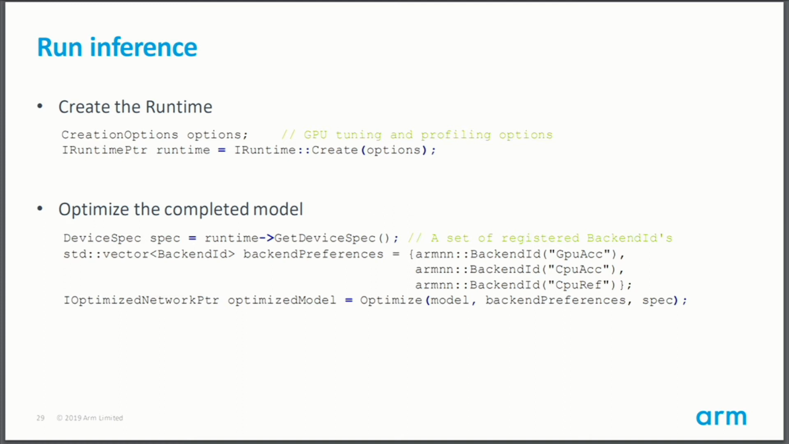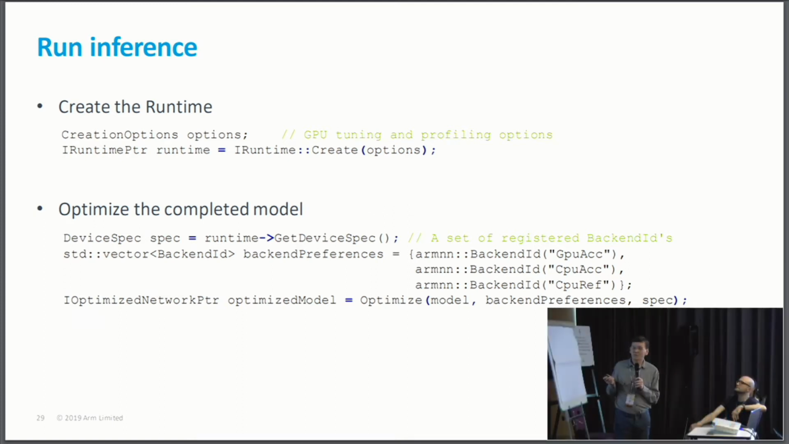So we've been given a set of backend IDs that you want the optimize function to actually choose from. That may actually differ from the backends that are actually available on the hardware. So we have to get the registered backends from the device spec. And as I said, the backend IDs are just a vector of backend ID objects, and each backend ID object is just a wrapper around a simple string identifying the backend.